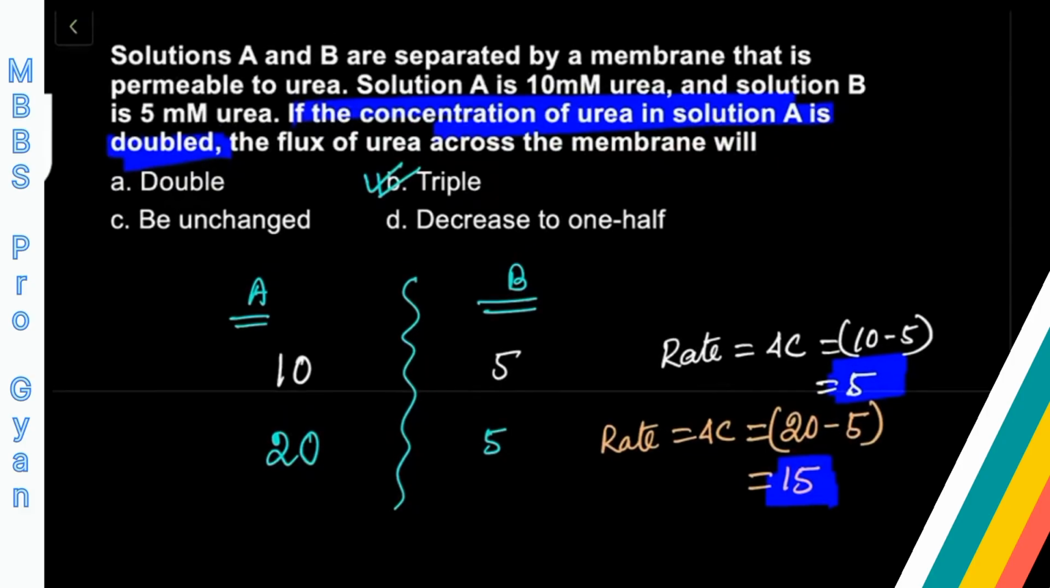Getting my point? Although it looks simple, that if you make it double the transport should be double, you have to check the delta C, how much delta C there is, keeping the B concentration the same. So this way you have to solve MCQs.